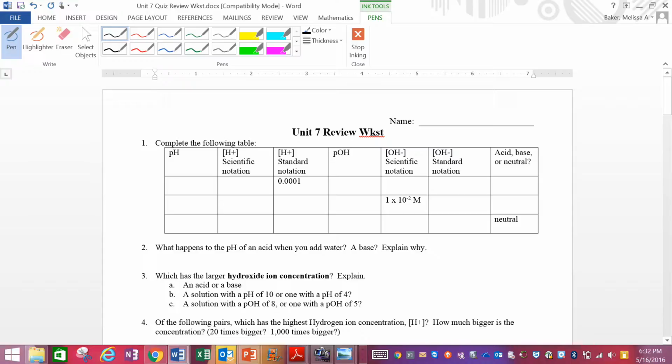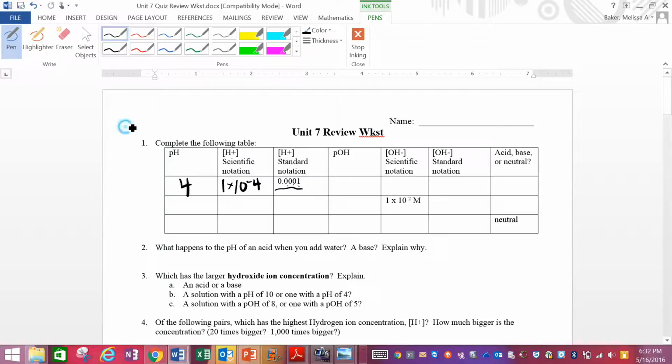Alright, let's get ready for the Unit 7 quiz. So taking a look at this table, I see that we've got the hydrogen ion concentration in standard notation, but let's write it in scientific. That would be 1 times 10 to the minus 4th. And pH will match that.